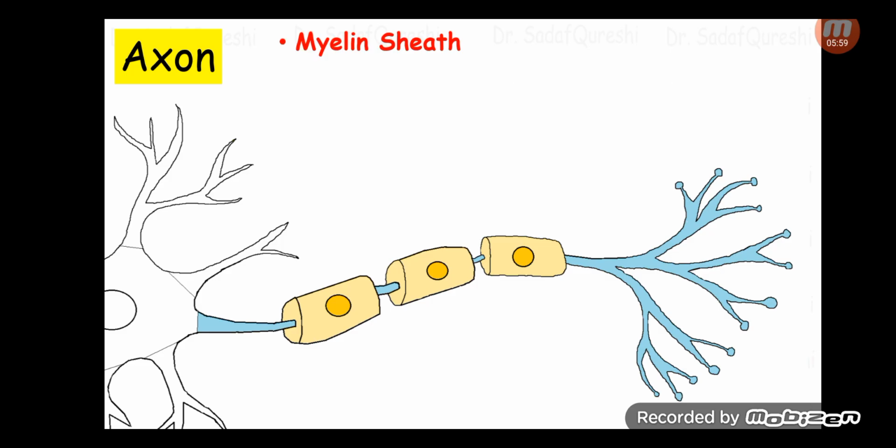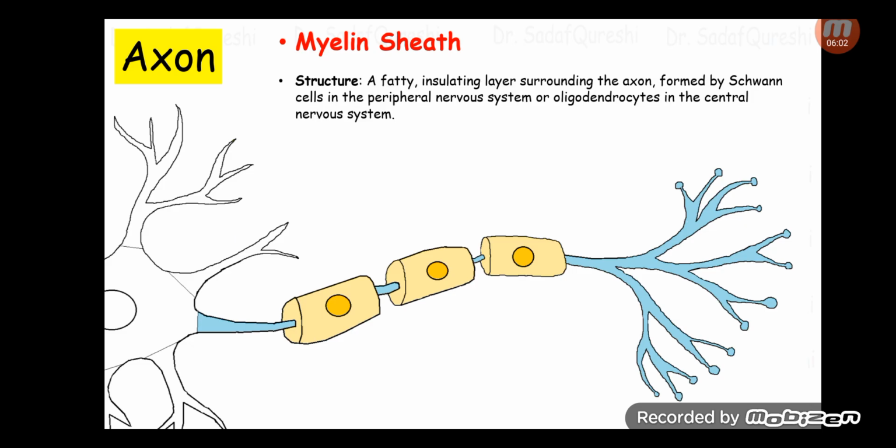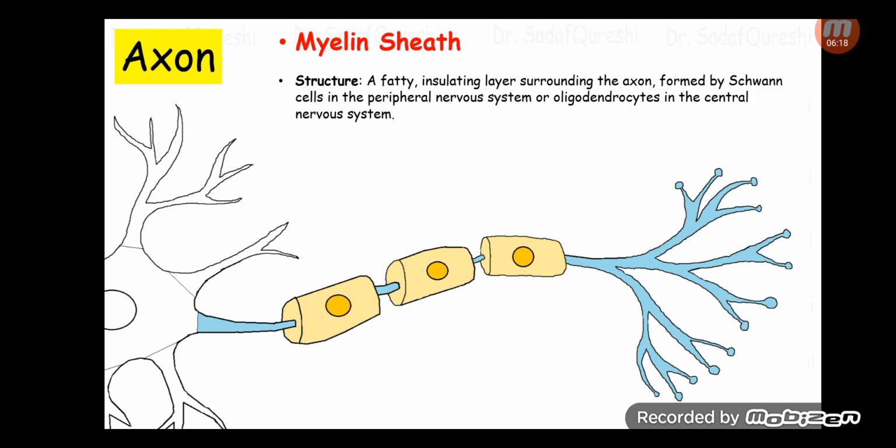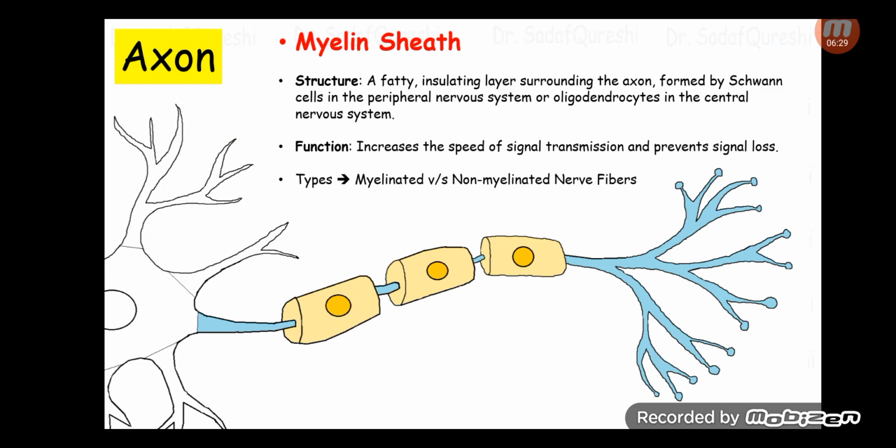Then we have another important structure that may be associated with the axon, the myelin sheath. That is a fatty insulating layer surrounding the axon, formed by Schwann cells in the peripheral nervous system or oligodendrocytes in the central nervous system. As you can see, these yellow cells are Schwann cells in the peripheral nervous system, and they may be oligodendrocytes if the neuron is in the central nervous system. Their function is to increase the speed of signal transmission and prevent signal loss. On the basis of the myelin sheath present, the neuron may be a myelinated neuron or a non-myelinated neuron.